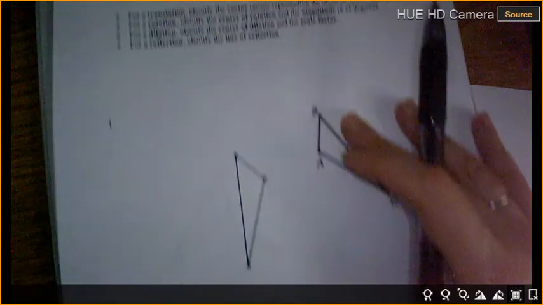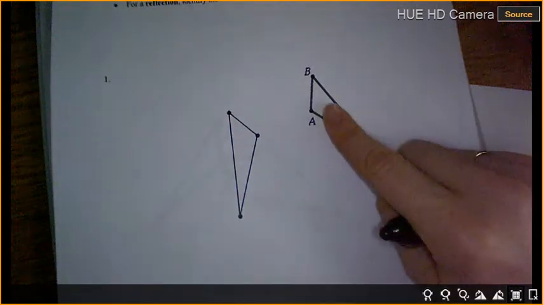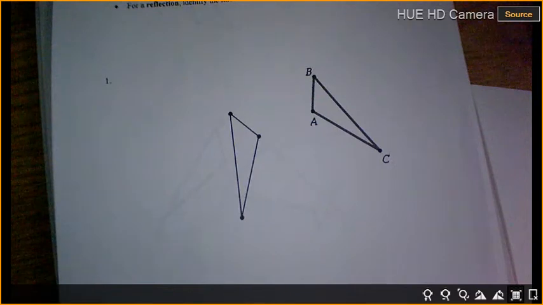Okay. So I'm looking right here at number 1. This is the original triangle, and it came to be this. What do we think happened? We think it's a reflection. Okay, that's good.